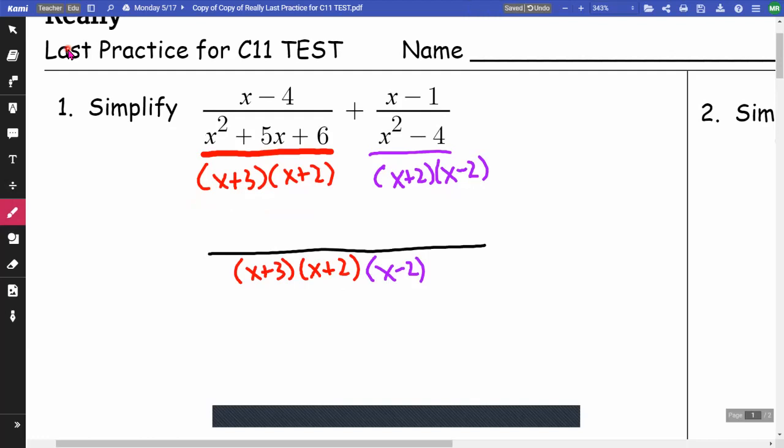So then I need to multiply this side over here by what it's missing, which is this x minus 2. So I'm going to multiply top and bottom by x minus 2. So I'm going to multiply this by x minus 2 and this by x minus 2. And when I do that, x minus 2 times x minus 4, that's going to be an x squared minus 6x plus 8. Okay, because it's what negative 2 and negative 4 add to, which is a negative 6, and multiply to, which is a positive 8.